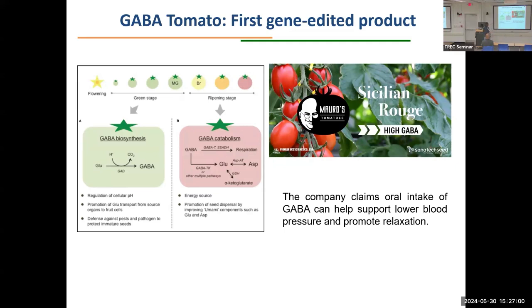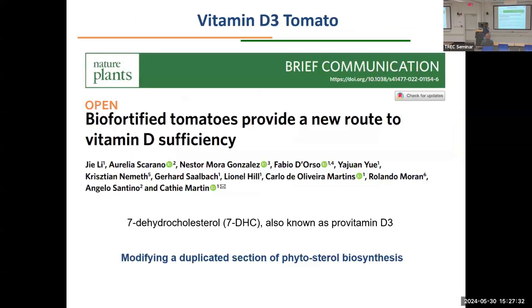So they have manipulated the GABA shunt pathway. GABA synthesis takes place from flowering to maturity, when the tomato is green in color. But once the tomatoes start ripening, the GABA content starts to decline. So they have manipulated this pathway and developed a variety which is rich in GABA, and this variety is already available in the market in Japan.